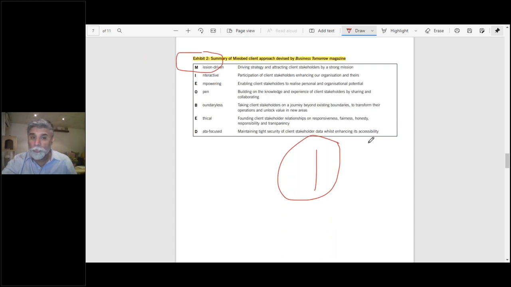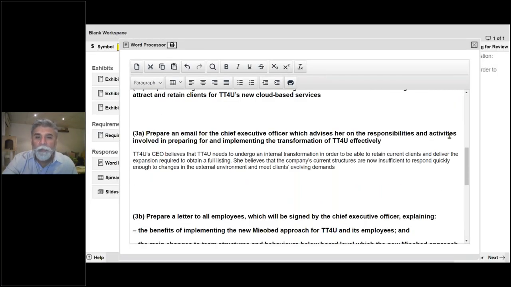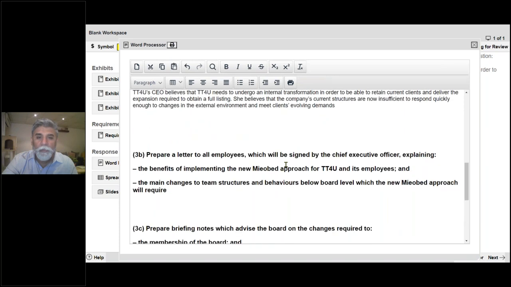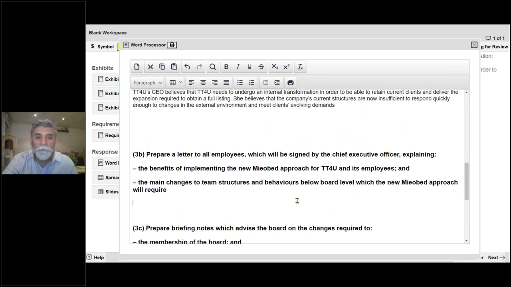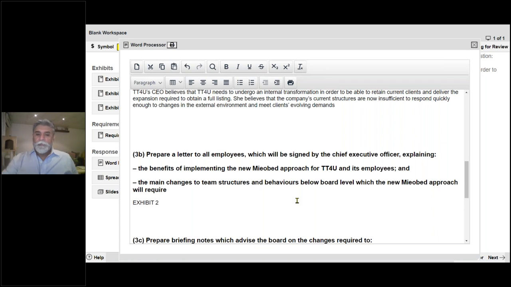What is the exhibit number? Exhibit number 2. Do you know there is a question on Myobed in our list of requirements? Let's go there. Myobed. Please write here exhibit 2. Please do your cross-referencing. So I saw a 1:1 exhibit on Myobed, which is exhibit number 2. So quickly come back to your sheet and make a note that when we do this question, I would like to read exhibit 2. Easier. Now life will become easy for you.